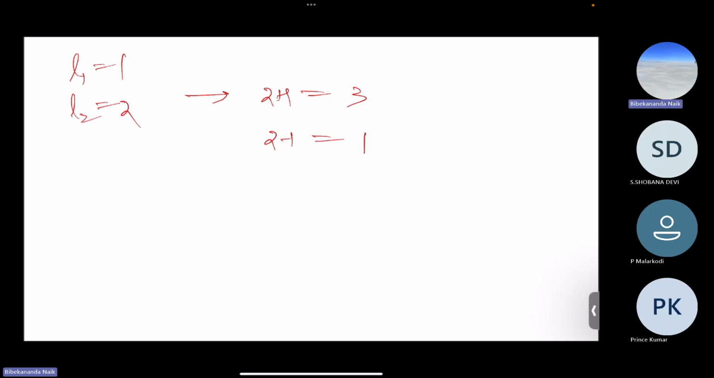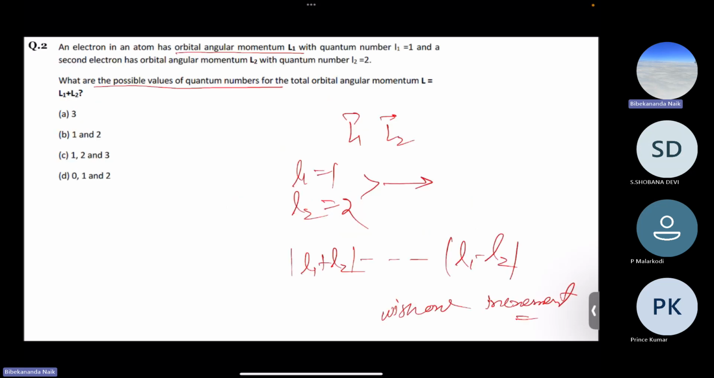If we talk about the current question, L1 is 1 and L2 is 2. If you follow the same principle, 2 plus 1 is 3, then 2 minus 1 is 1. So we will start from 3 and go down to 1 by decreasing 1. So 3, 2, 1, or we can write 1, 2, 3. So the correct option is option C, 1, 2, and 3.